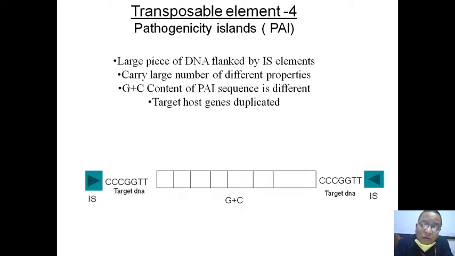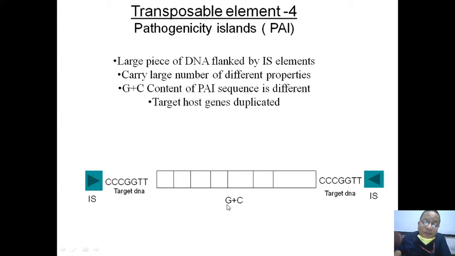But how do you know? As I told you, this pathogenicity island is inserted into the host chromosome of the bacteria. It doesn't have an independent existence like the plasmid. It is a part of the host chromosome. So how do you know the pathogenicity island that exists inside the Salmonella typhi? There are very specific markers that you can use to identify pathogenicity islands inside the Salmonella typhi.